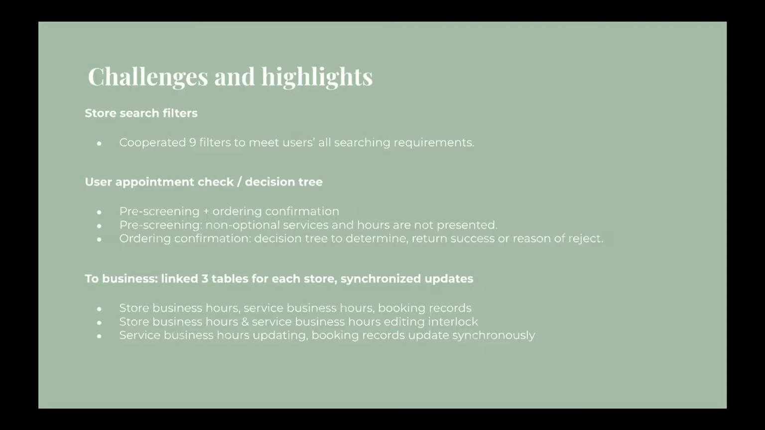In the pre-selection screening, when users enter a store and select a date, only the available services will be presented. Current service appointment info will be displayed in a visual chart, and only the available time and duration are displayed and selectable. After the order is submitted, we use a decision tree to determine if the user can book successfully. It will return a success or failure result.